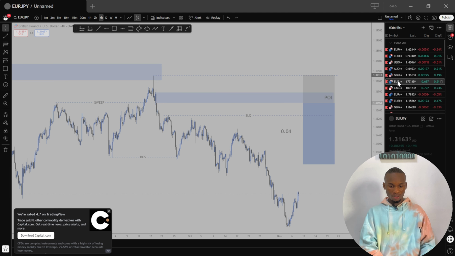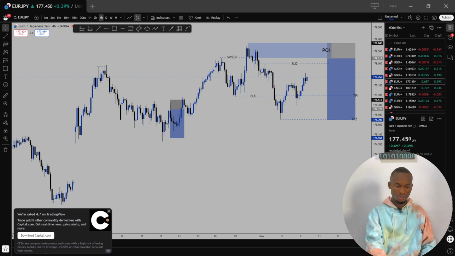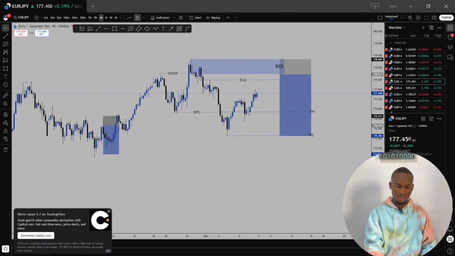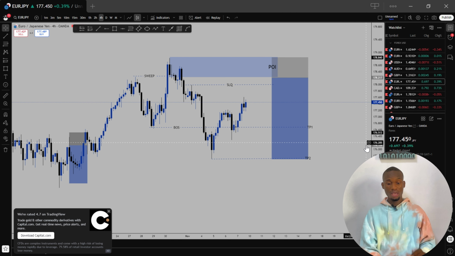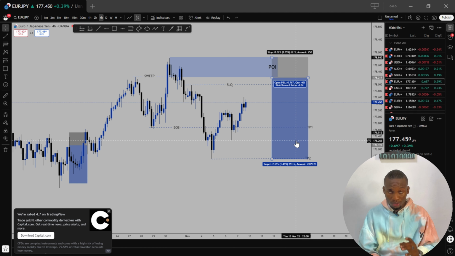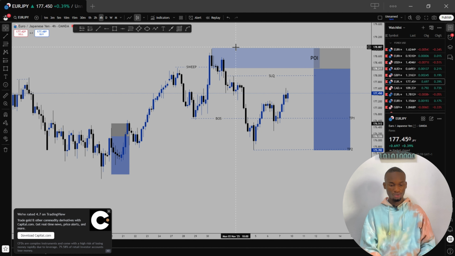Next pair on the list, Euro JPY. So this is Euro JPY 4-hour time frame. A very clean setup, guys, and a high RR. I think this is a 1 to 4 RR. So price came, swept structure, right? The next thing is it broke structure. After sweeping, it came and broke structure. So what do we look for next? Our SLQ, guys.